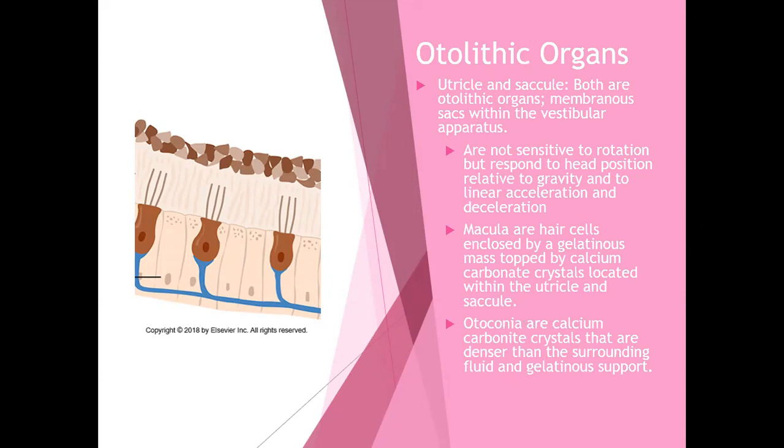Otoconia are calcium carbonate crystals that are denser than the surrounding fluid and the gelatinous support. So when you move your head relative to gravity, or you accelerate or decelerate, those rocks move on top of the gelatinous base and they stimulate the hair cells. Pretty cool, right? As you age, your otoconia, those calcium carbonate crystals, tend to break up more often and can cause you problems with BPPV, which we'll talk about in a little bit.